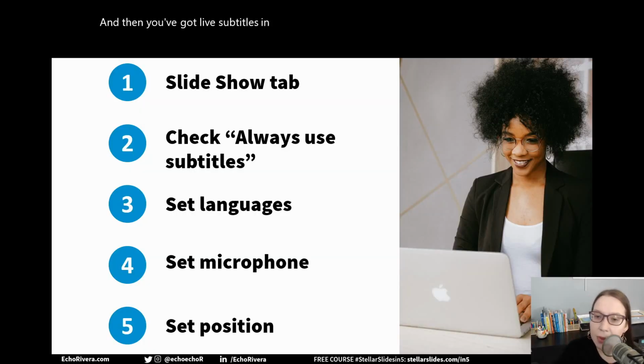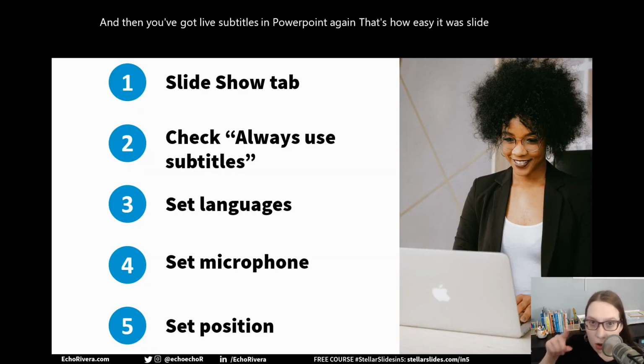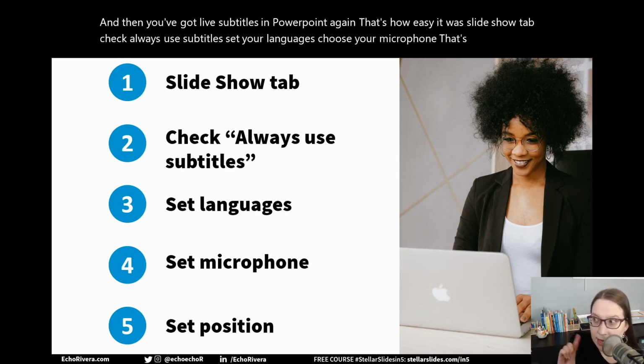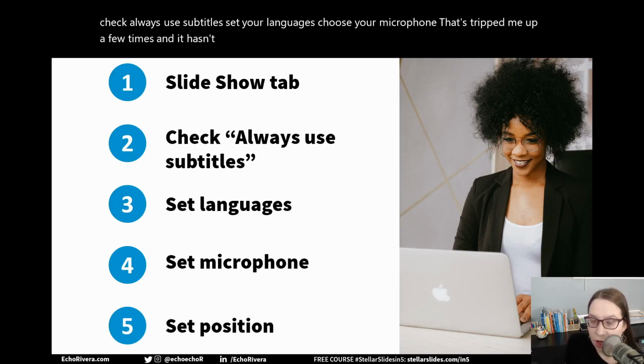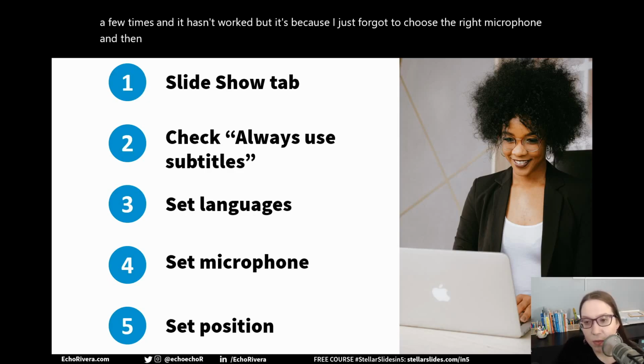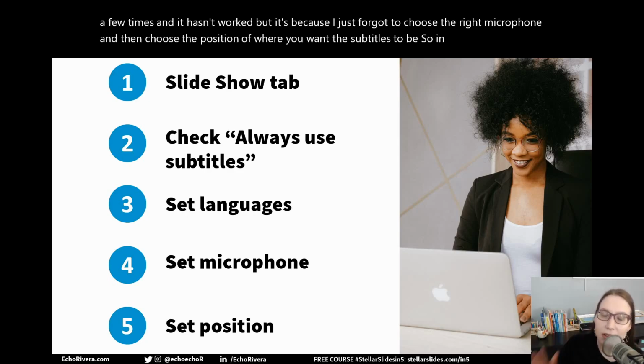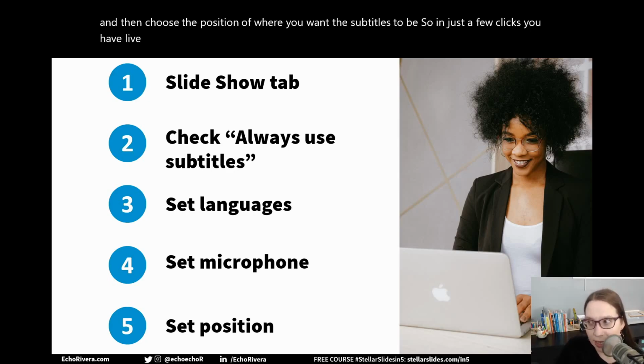Again, that's how easy it was. Slideshow tab, check always use subtitles, set your languages, choose your microphone. That's tripped me up a few times and it hasn't worked, but it's because I just forgot to choose the right microphone. And then choose the position of where you want the subtitles to be. So in just a few clicks, you have live subtitles in PowerPoint.